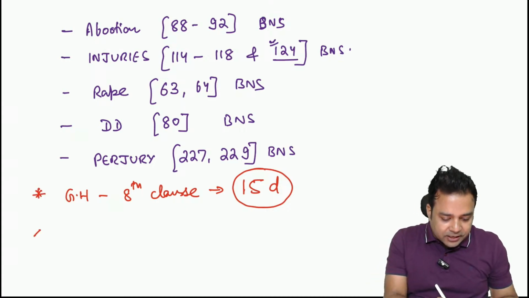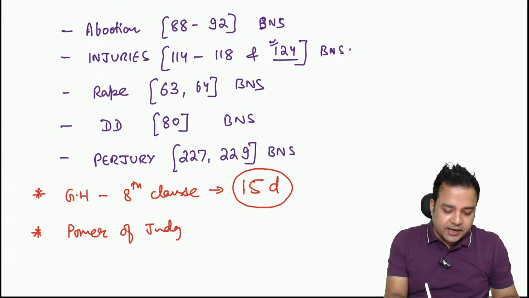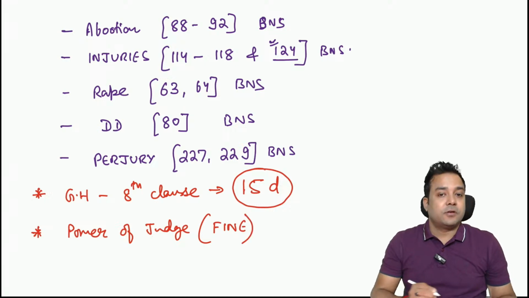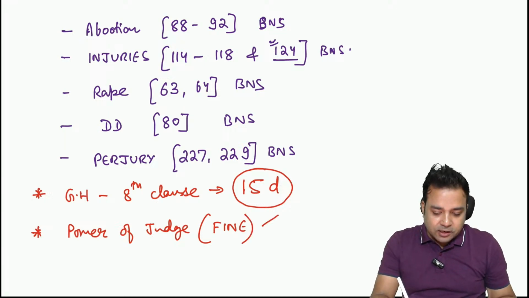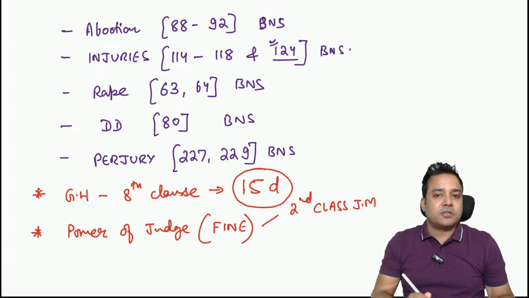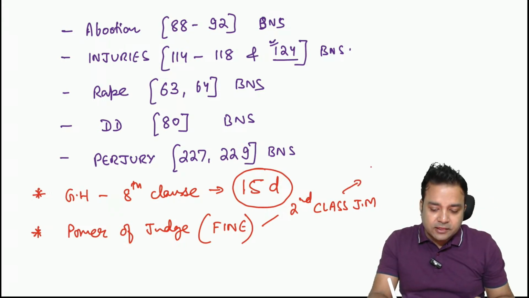Then what other significant changes are there in our laws? In relation to the power of judges. What important change has been made in the power of judges? In relation to fine powers, you will see this change. Earlier you used to read about the second class judicial magistrate. What was the fine power of the second class judicial magistrate? Earlier 5,000, which has increased to 10,000.